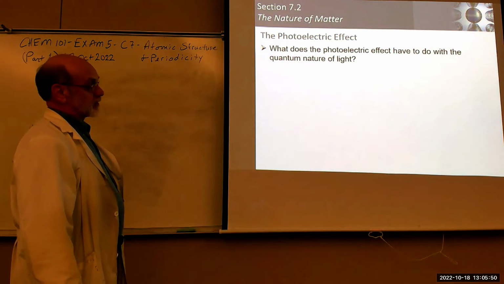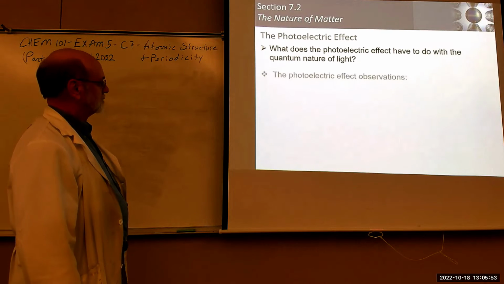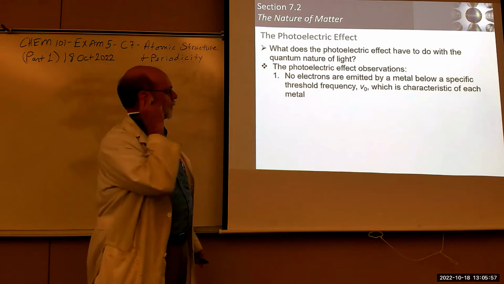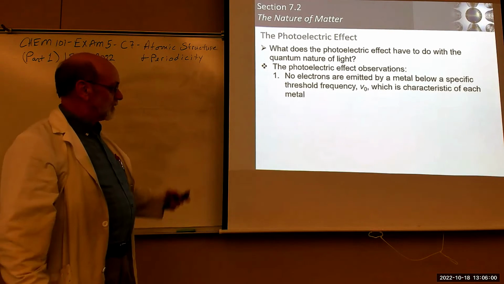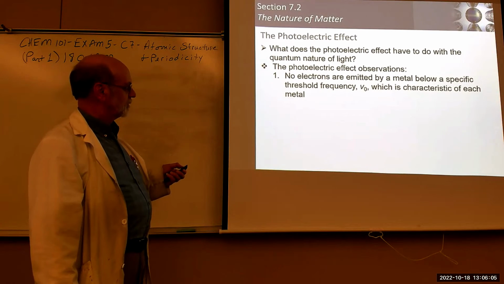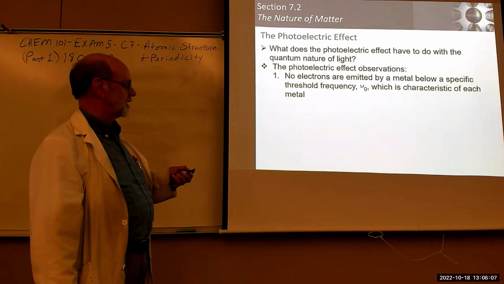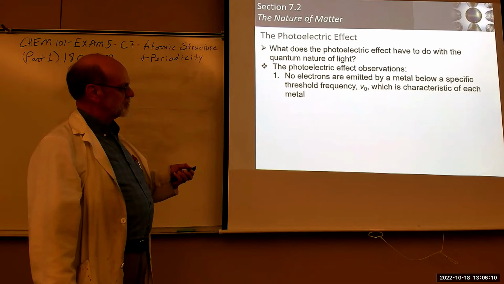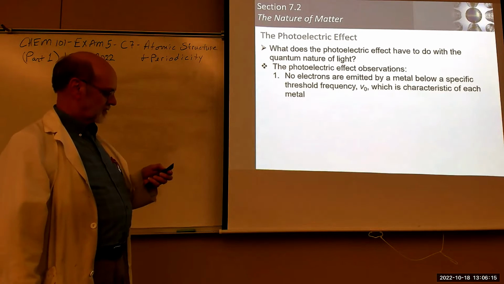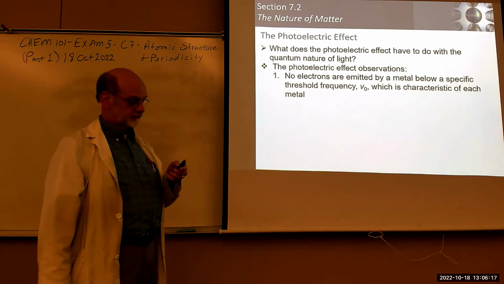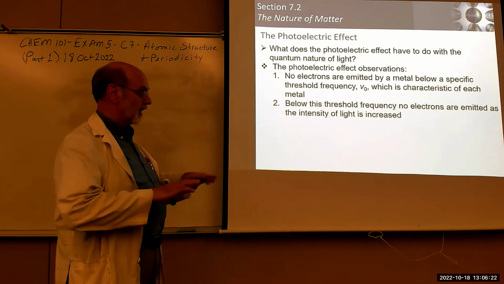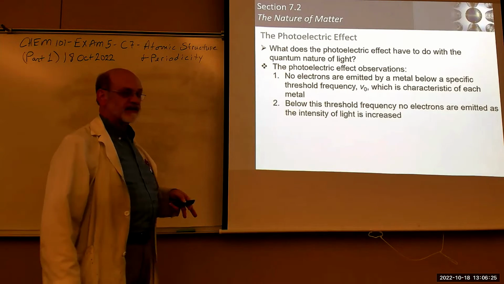So what does the photoelectric effect have to do with the quantum nature of light? Oh, I already told you that. I was stealing my own thunder. Right? No electrons are emitted below a certain threshold frequency, right here, V sub 0. Actually, this is new. It looks like V, but it's kind of a slanted V. And it's characteristic of each metal. Below that frequency, no electrons are emitted. Doesn't matter how intense the light.